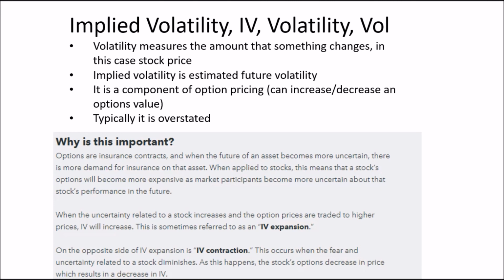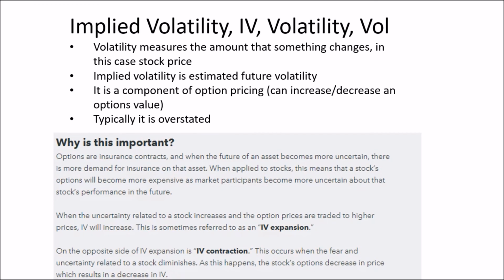This is something referred to as IV expansion. On the opposite side of IV expansion is IV contraction, or you'll also hear us say IV crush. It's the same thing. This occurs when the fear and uncertainty related to a stock diminishes. As this happens, the stock's options decrease in price, which results in a decrease in IV. I know that's a lot of information, so let's take a look at a quick example to see how IV can affect an option premium.